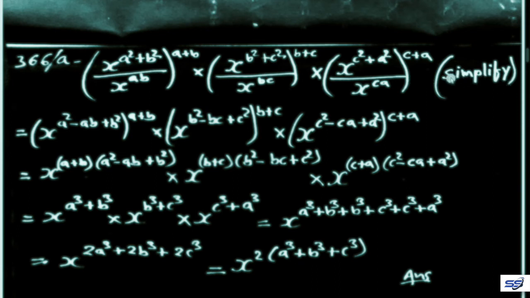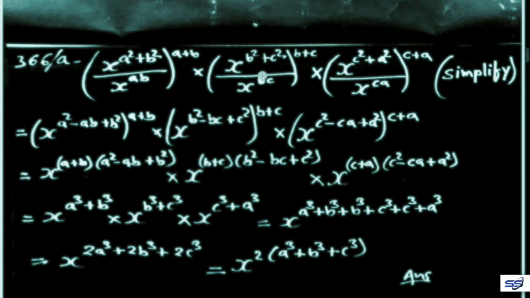Simplify means make this a little bit more simple. Here x power a square minus ab plus b square, whole power a plus b. Now if the power is inverted, the sign shall also be changed. Here it becomes a minus ab, so it becomes x power a square minus ab, which comes from the bottom, plus b square, same, and whole power a plus b.